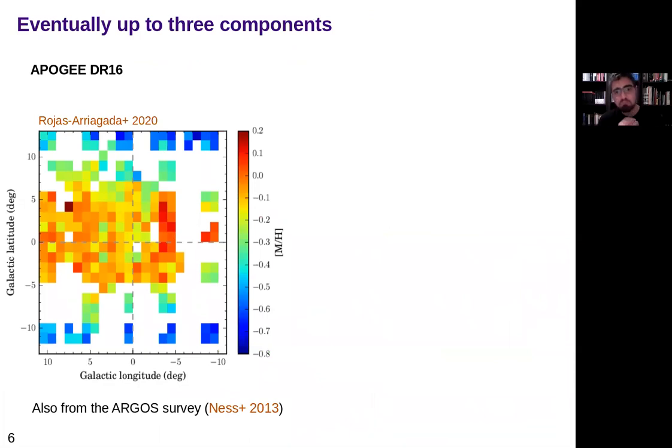The picture has been a bit complicated or complemented by the analysis of more recent spectroscopic data sets from near-infrared surveys. Here I'm showing you a sky map, galactic longitude versus galactic latitude, color-coded by the mean metallicity of a sample of stars from the Apogee survey data release 16. As you can see in this qualitative map, overall metal-rich stars dominate close to the galactic plane compared to those stars far from the galactic plane.